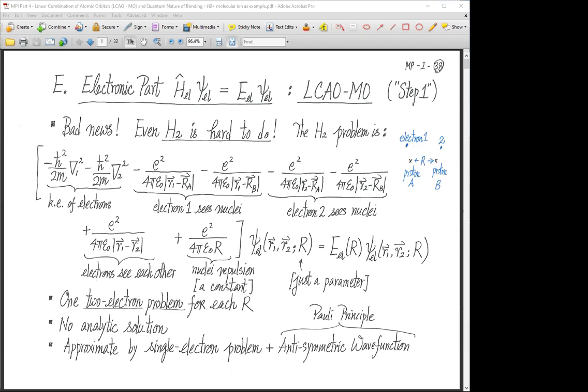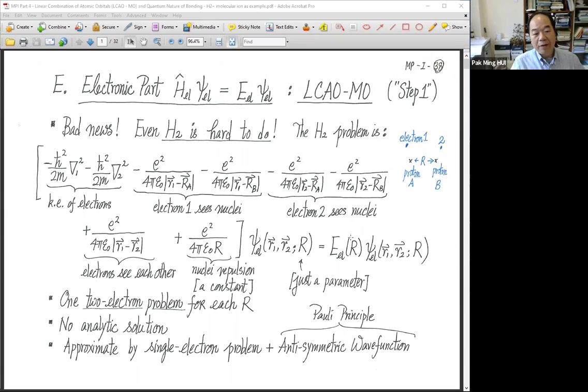Even for H2 molecule, there are 2 electrons. So it's like the helium atom problem even for H2. So it's quite difficult to do. Here, I would like to introduce again the main idea of a way to move forward on this electronic problem.